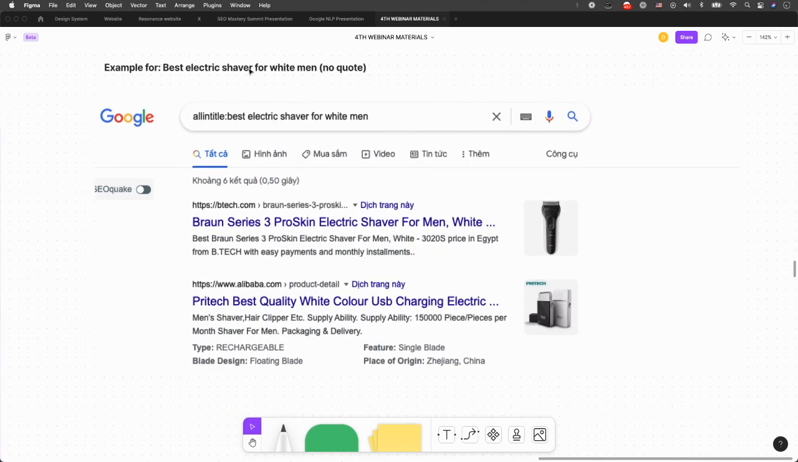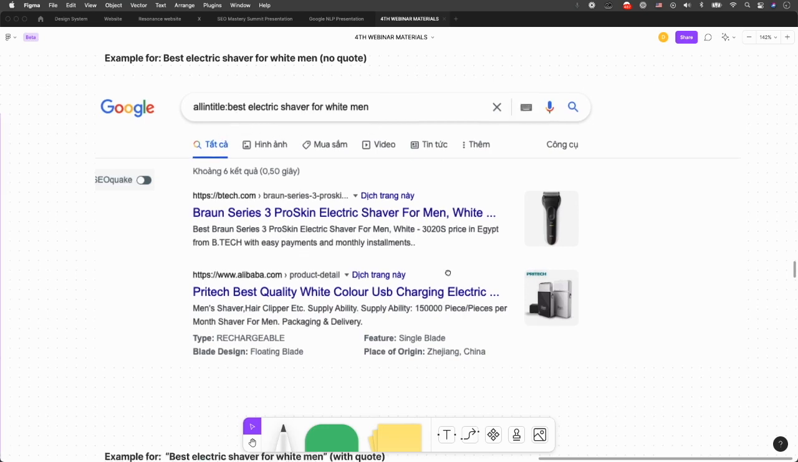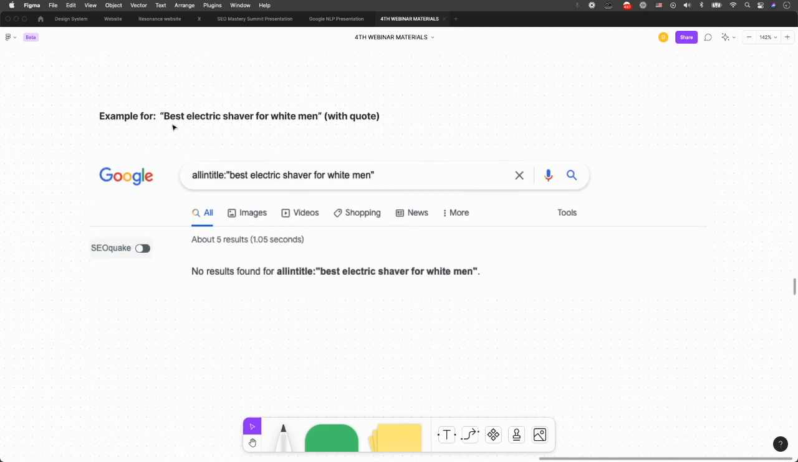You see here, these are two examples. The first is best electric shaver for men, and it returns six results. But if you look at the results, they're completely different from the actual keyword. The second is best electric shaver for white men with quotes, and it actually has zero allintitle. So there's nothing that shows up in terms of results over here, right? That is actually the reason why we chose to run our search operator in our algorithm with quotes instead of without quotes, right?